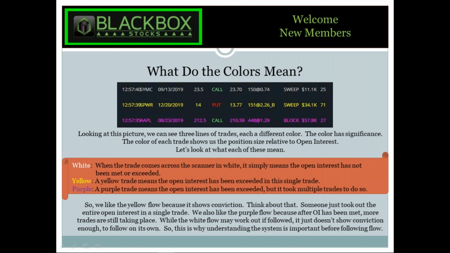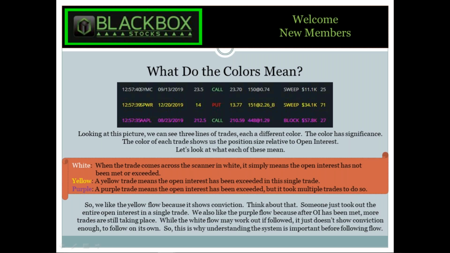So if we see five white trades for 200 contracts each coming in back to back to back, the reason it's not purple is because open interest hasn't been met yet. But if they continue to buy those contracts, at some point, open interest will have been met or exceeded. So that's going to go from white to purple. When we see flow coming in white and then it turns to purple, that's a good sign because that shows someone's building up a position.